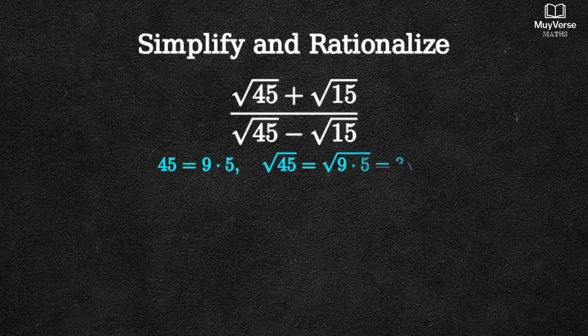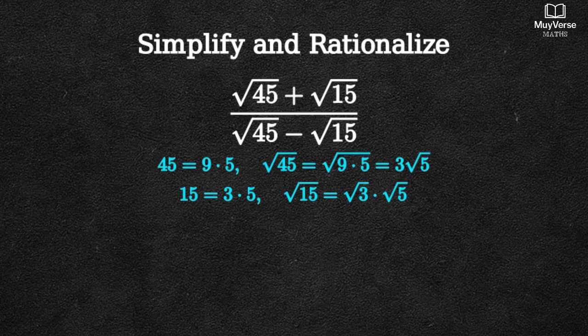45 factors as 9 times 5. So the square root of 45 is the square root of 9 times 5, which is 3 times the square root of 5. 15 is 3 times 5. It has no perfect square factor, so we keep it as the square root of 15. But it helps to remember it equals the square root of 3 times the square root of 5.